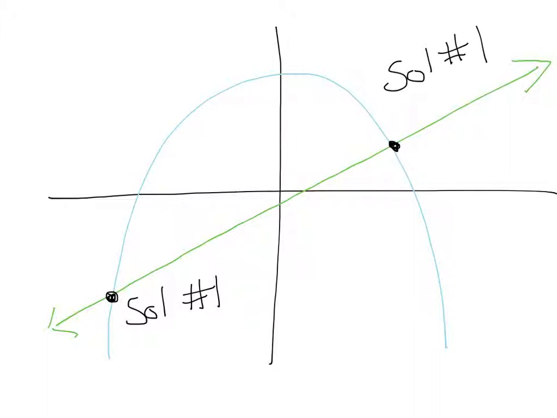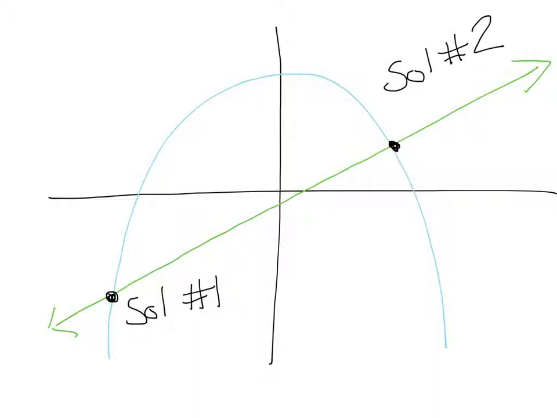We want some algebraic process to take the equation of this parabola and the equation of this line and find the points where the two curves intersect each other.